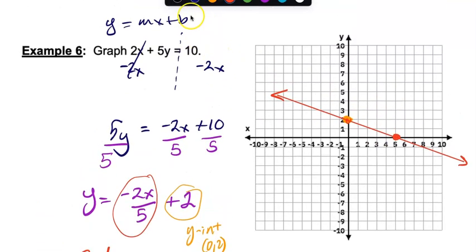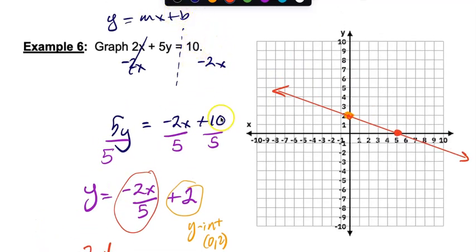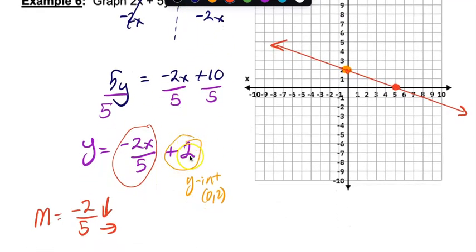So that's how you graph using slope-intercept form. You have to put it in slope-intercept form first, and once you have it in this form, the m, the coefficient of the x, is your slope, and the constant term, the thing that has no x, is your y-intercept. So you always start at the y-intercept, and then from that point, you move your slope.